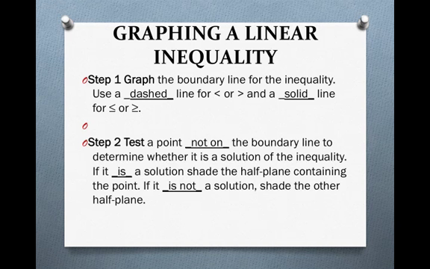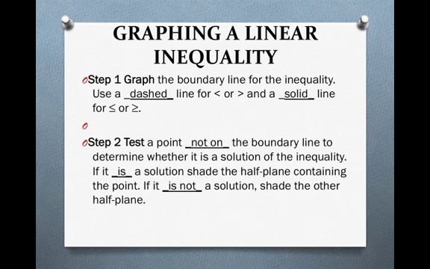Remember, when you're graphing a linear inequality, the first thing you do is graph the boundary line for the inequality. You're going to use a dashed line for less than or greater than and a solid line for less than or equal to or greater than or equal to. And the second step is to test a point not on the boundary line to determine whether it is a solution of the inequality. If it is a solution, shade the half plane containing the point. If it is not a solution, shade the other half plane.